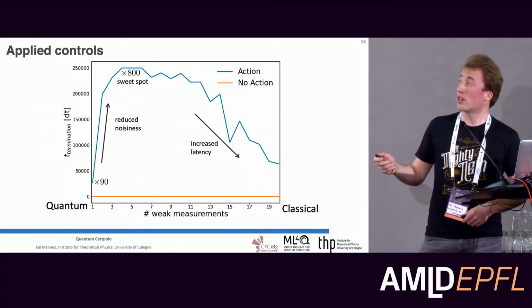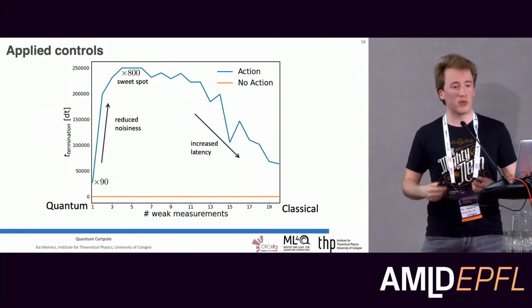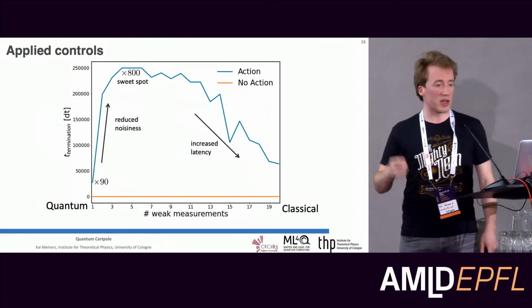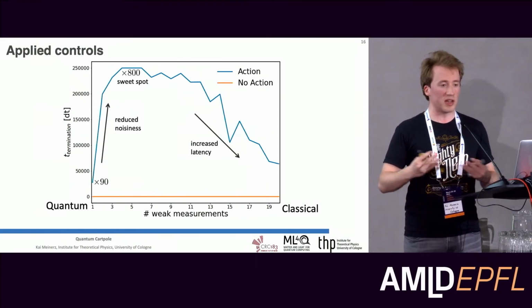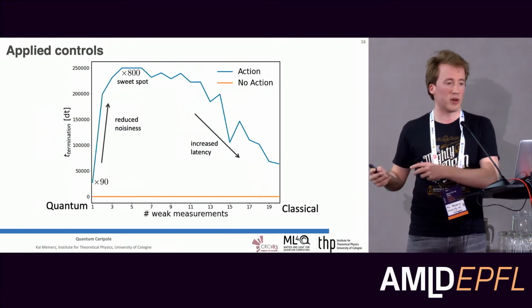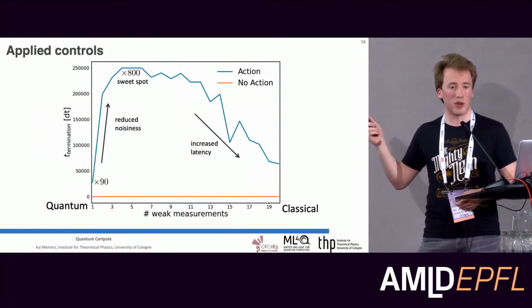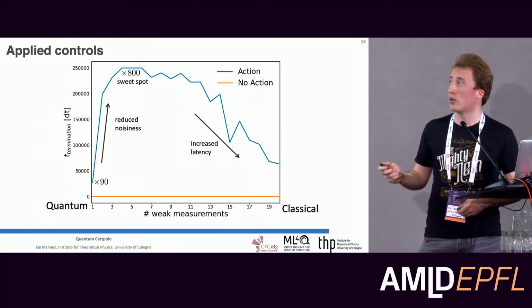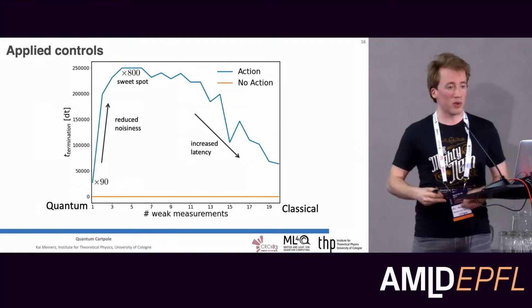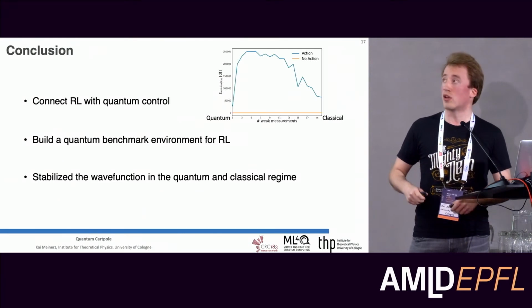But after 4 to 6 measurements, the performance starts to drop again. And this we can explain by an increase in latency, because with every single measurement, we do have some time evolution of our wave function, meaning it will start dropping out of the bounds. And if we just measure way too long, our wave function will already be on its way out before we react. So there's definitely some kind of trade-off between how many measurements you want to perform and when you want to react. And with this, let me quickly conclude.